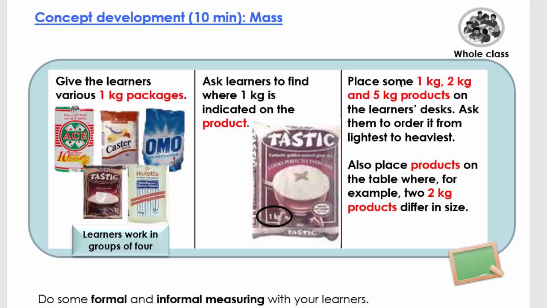Now we're going to come back and start with our second activity, where you're going to put 1, 2, and 5 kilogram products on their tables. What they need to do is pick it up and say which is the lightest and which is the heaviest. And then they can find where it states 1, 2, or 5 kilos on the package. I want you to pause and do this activity.